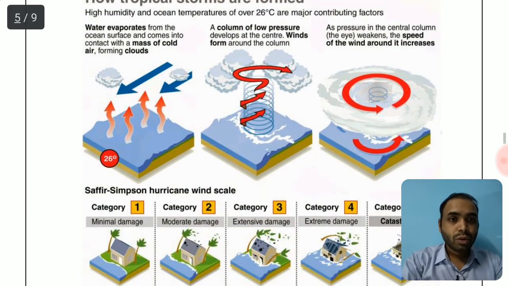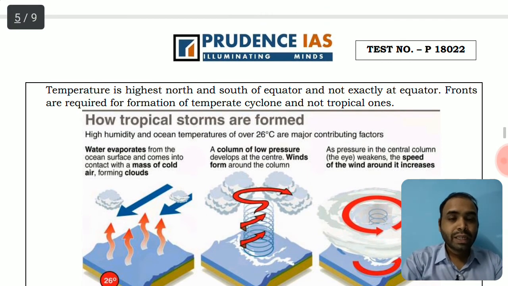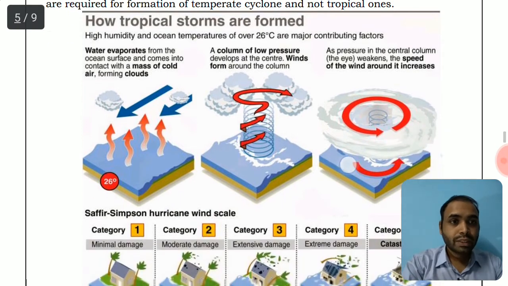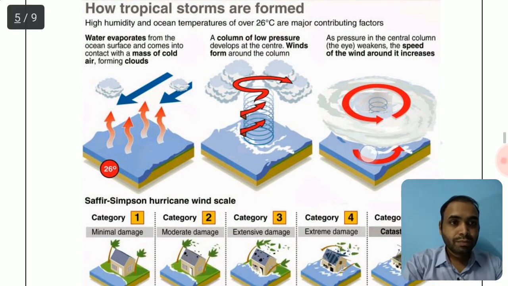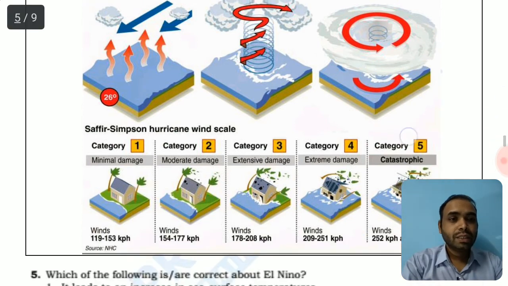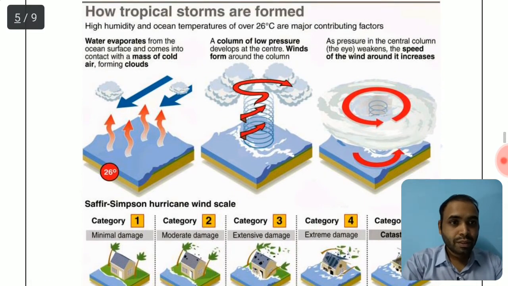So this diagram is all about how a tropical storm or tropical cyclone is formed, and it requires high humidity and ocean temperatures of over 26 degrees, the major contributing factor. As this cyclone moves from the ocean to the coastal areas, it inflicts damage on the coastal areas, but as it approaches the mid coastal areas, it disappears because it loses its momentum and the low pressure required, which it gets from its oceanic origin.